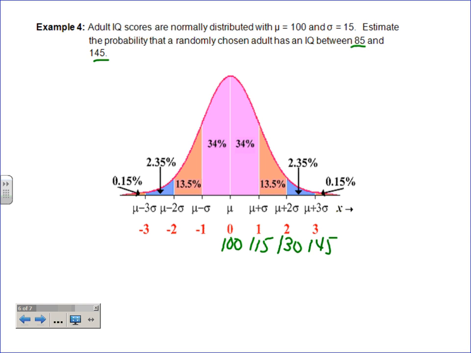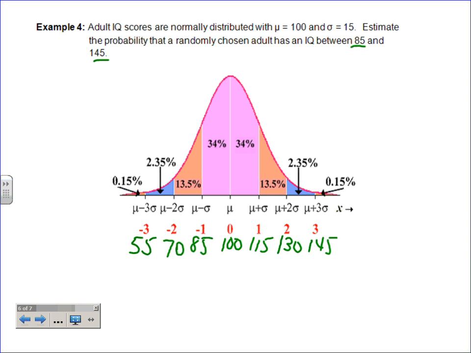And then we have to do the negatives as well, though. So we're subtracting a standard deviation. So over here is 85, and then the next one would be 70. Yeah, that 15, I tell you, that's a tough one to add and subtract.